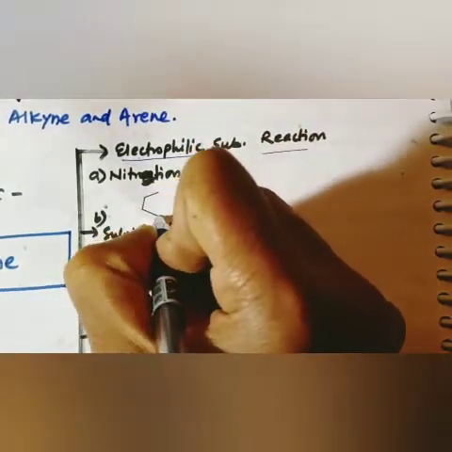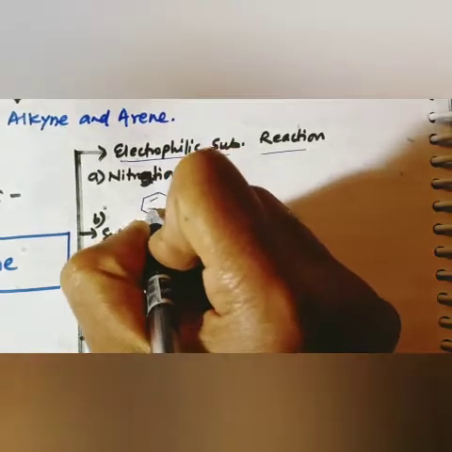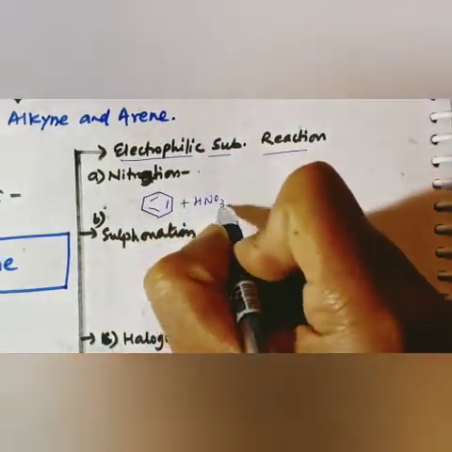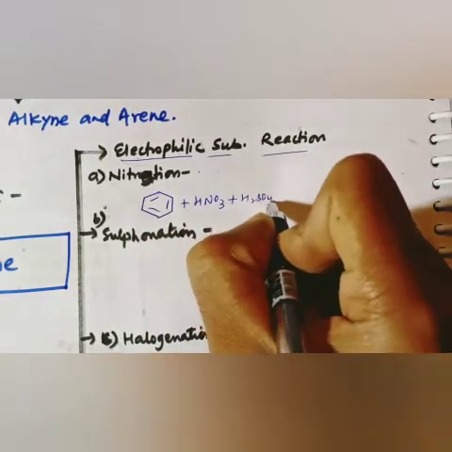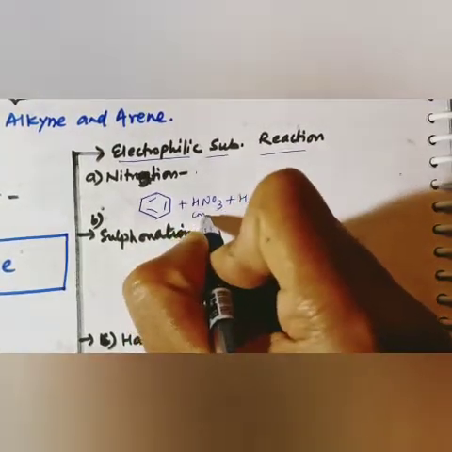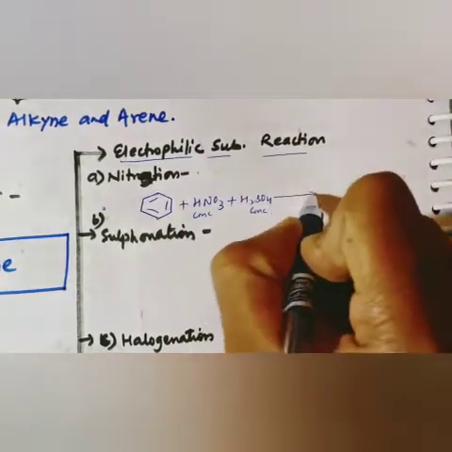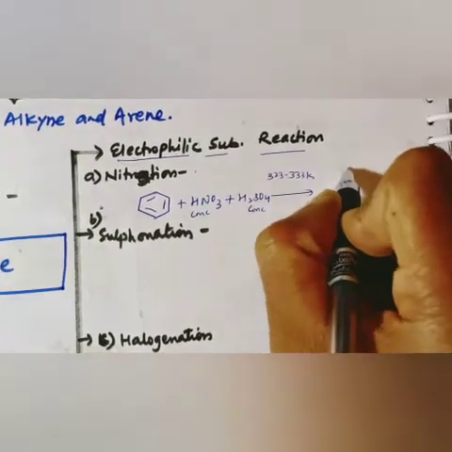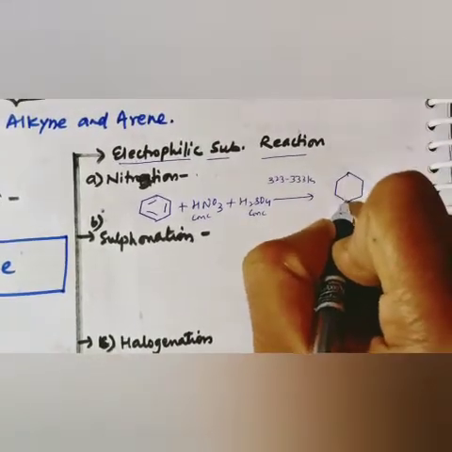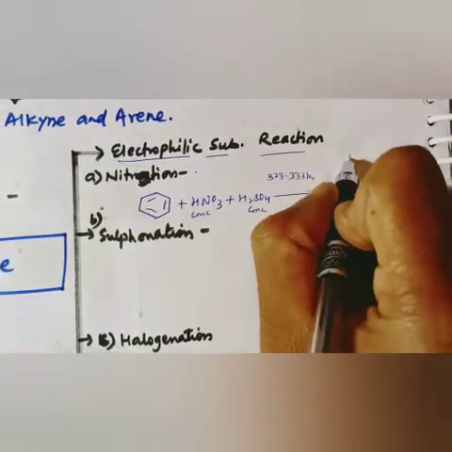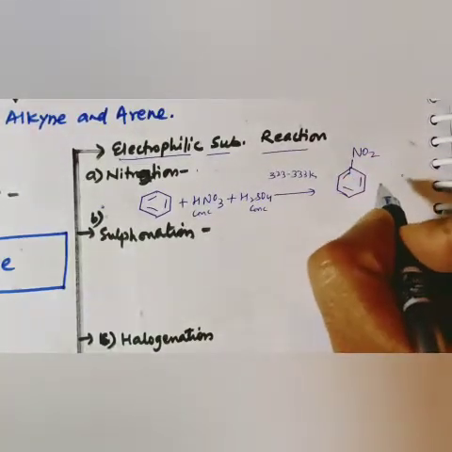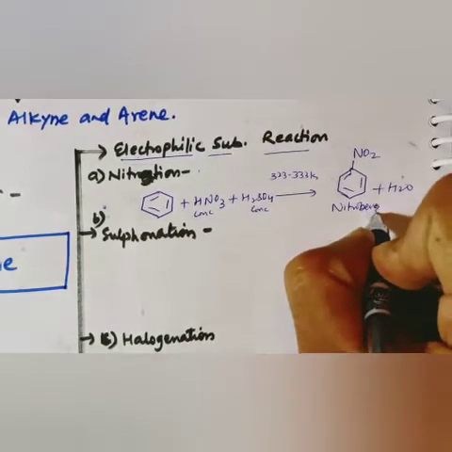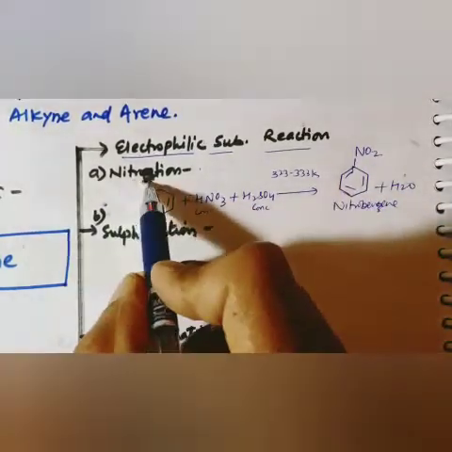In nitration, a property of benzene we are studying, benzene will react with HNO3, which is nitric acid, in the presence of concentrated H2SO4, at 323 to 333 Kelvin. It will give NO2, nitrobenzene. So a question can come: convert benzene into nitrobenzene. That is the nitration process.